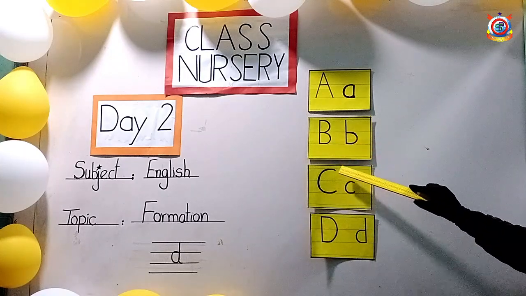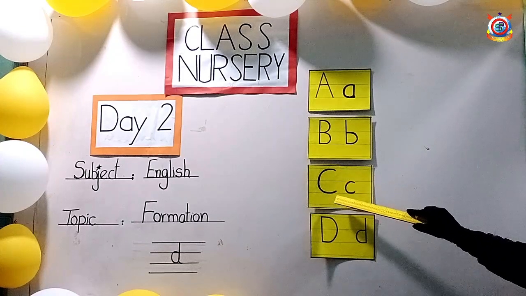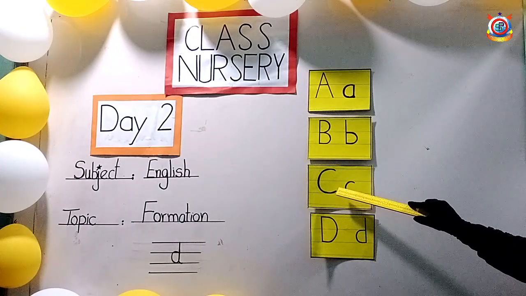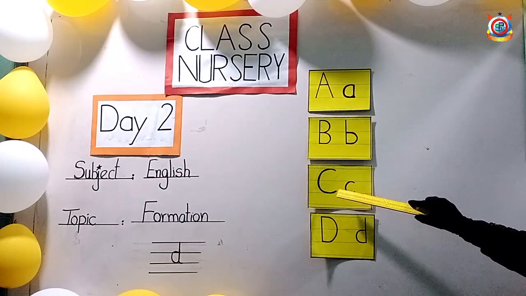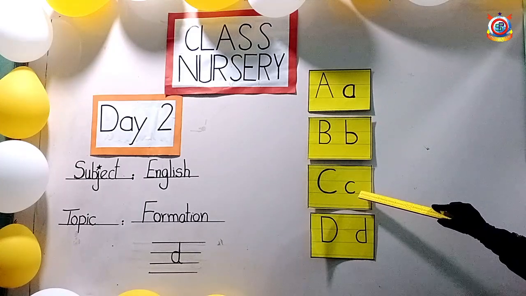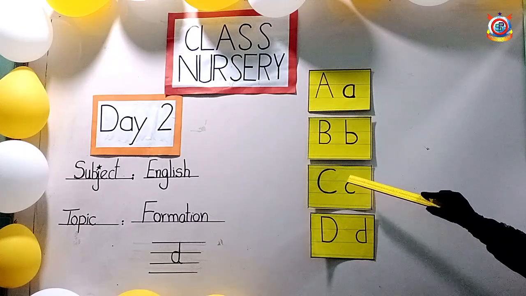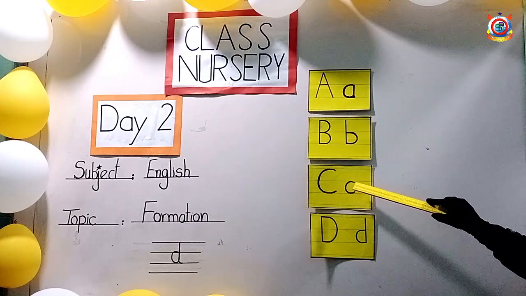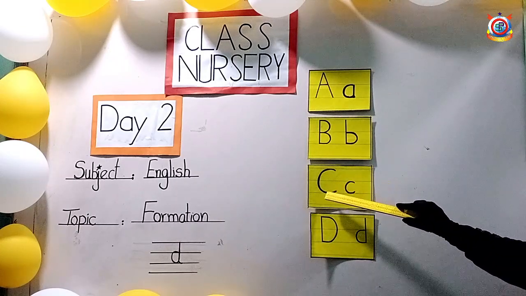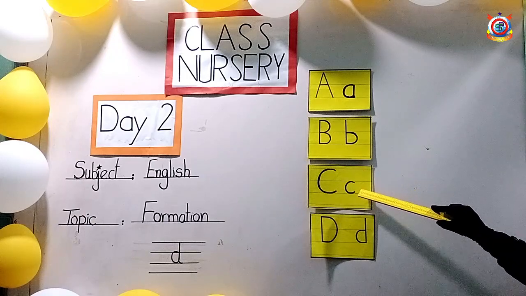Okay, students. What is this? This is C. What is this? C and the sound K. Name C and the sound K.